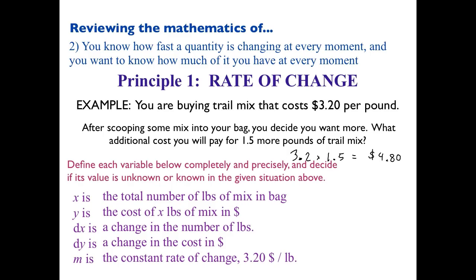So this is the idea. If you have a certain amount in there, you put this much more in, that's the idea of a change in X, right? DX would be the 1.5. All right, DY? That was that number we calculated, right? 480. And of course, we know M, right? X and Y currently unknown.